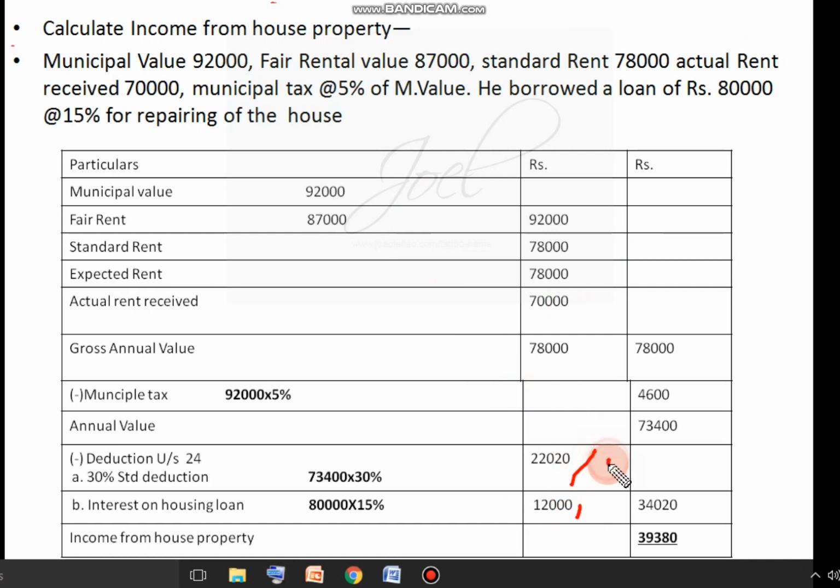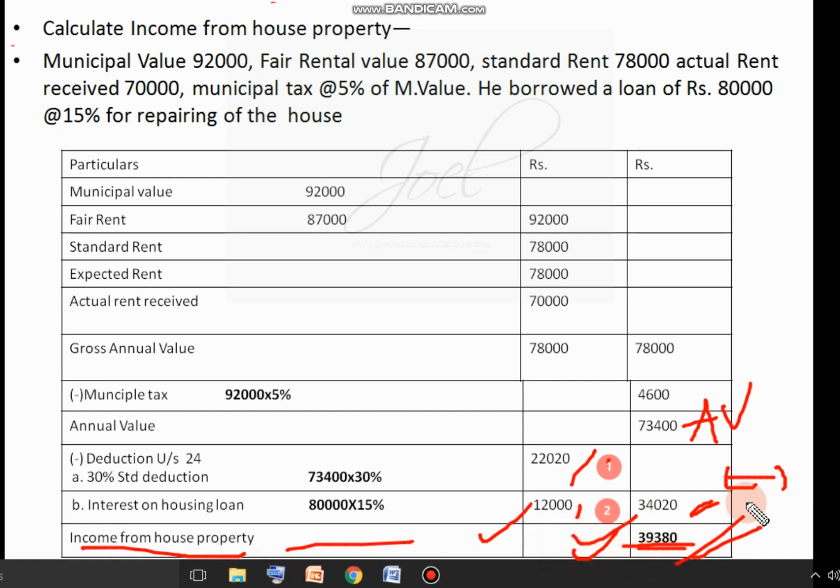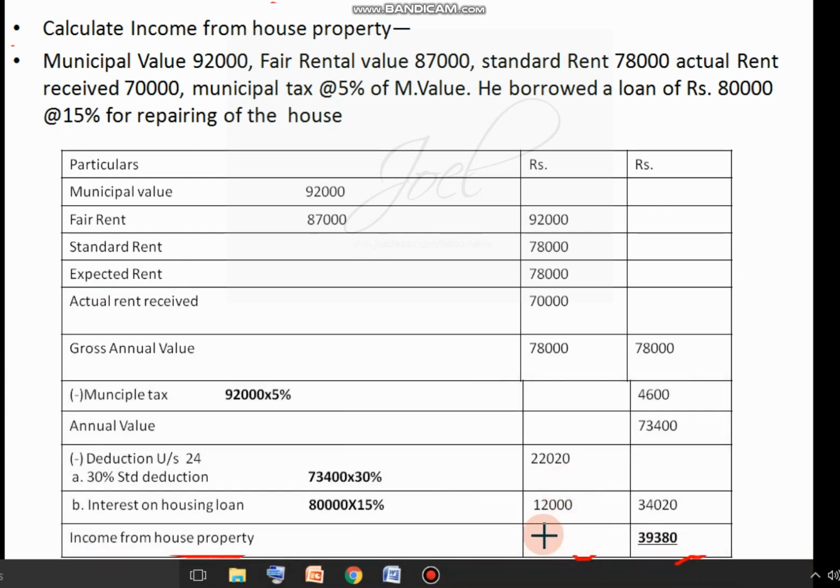So these two items we have to add now. Items 1 and 2 are to be added, and the final amount is to be deducted from annual value. When you deduct these two items, you will get the final answer, that is your income from house property. It is 39,380. So pause this video and write the solution.